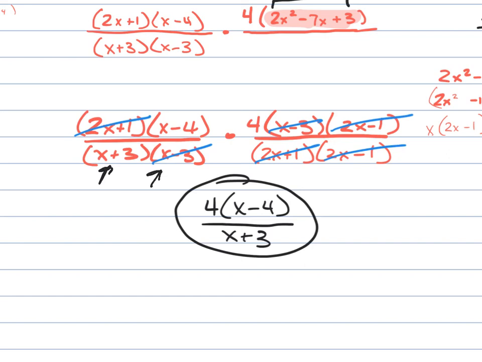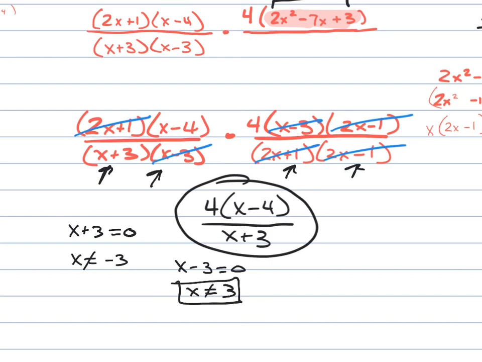It's not allowed to equal this. It's not allowed to equal that. It's not allowed to equal this. x plus 3 equals 0. That means x cannot equal negative 3. We've got x minus 3 equals 0. That means x is not allowed to equal positive 3. There's two answers.